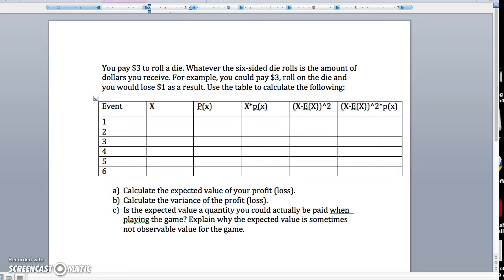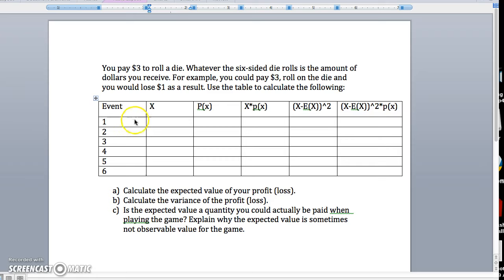So on our first column here, these are our events. So in the case that we roll 1 on the die, that would be event 1. In the case that we roll 2 on the die, that would be event 2, and so on. Now on the second column here, we see an X, and this X represents the amount of money we're going to end up with after we roll the die.